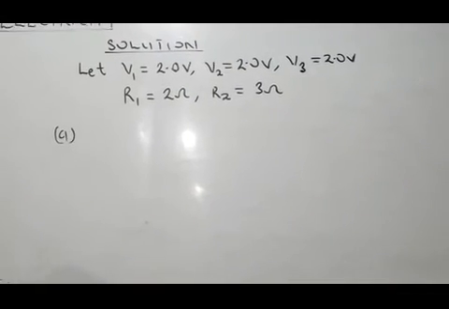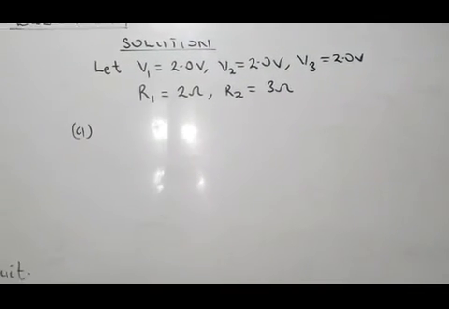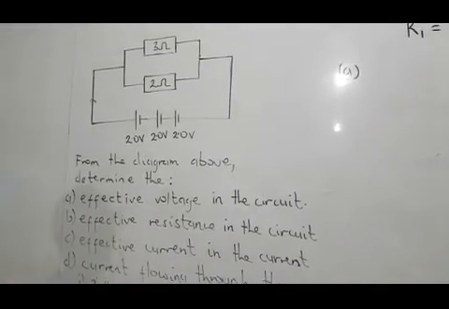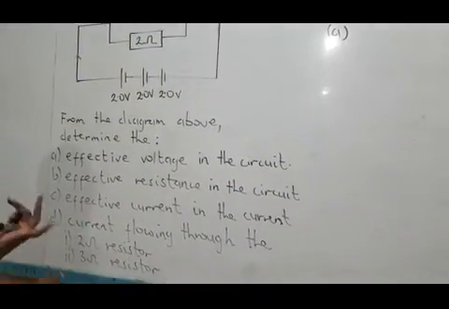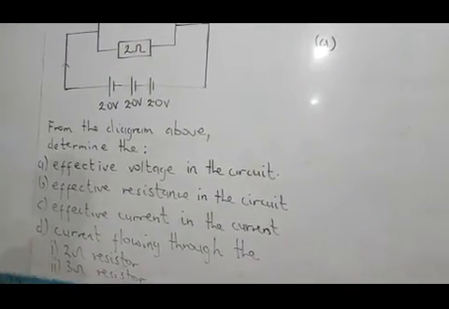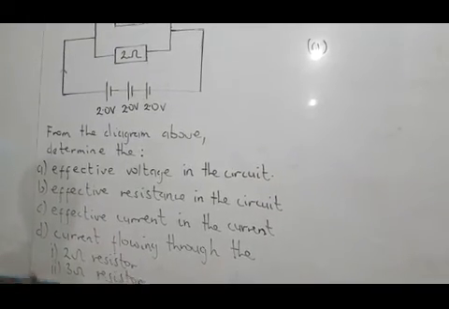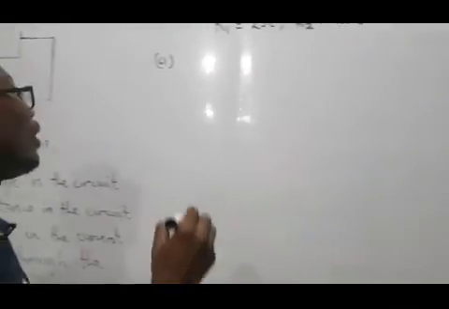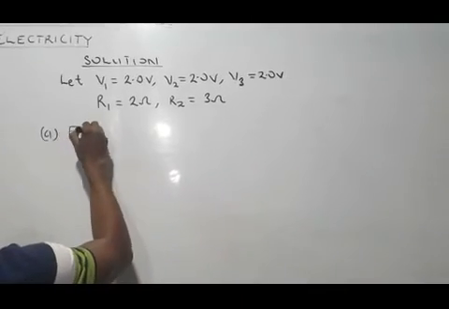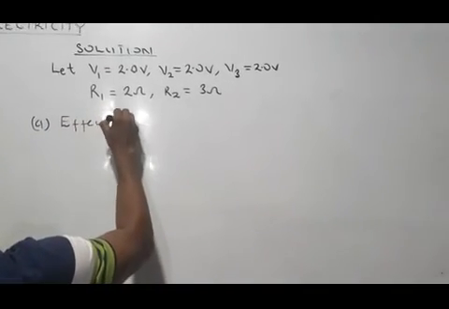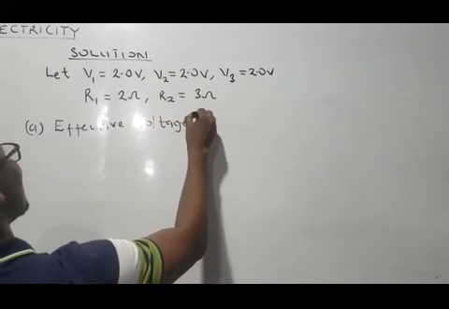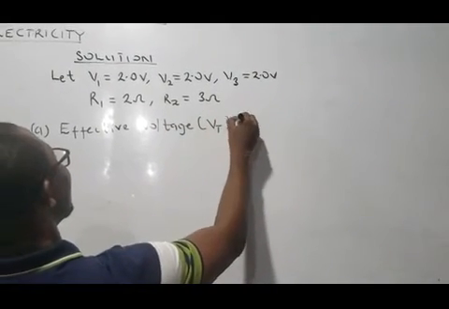Question A says we should find the effective voltage. Your effective voltage is the same as the total, is the same as the resultant. So if you hear total voltage, effective voltage, resultant voltage, they all mean the same thing. So our effective voltage is the same as the total voltage, VT.